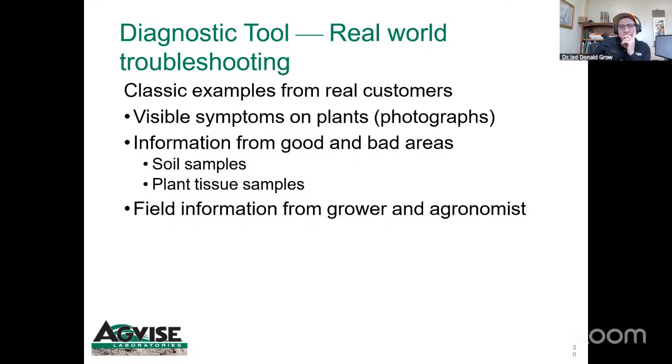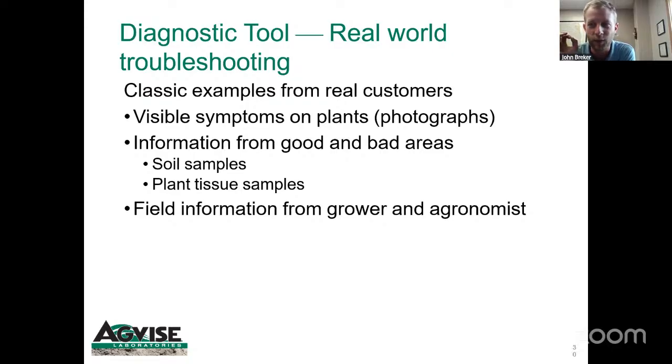Okay. As Jed highlighted, I always find plant tissue sampling's best case is for troubleshooting problems in the field. We're going to go through a couple classic examples, looking at photographs, information from good and bad areas, and also the field information from the grower and agronomist. When you're trying to troubleshoot a problem, I want to build the picture of the types of evidence you need to collect in order to really figure out what's going on.